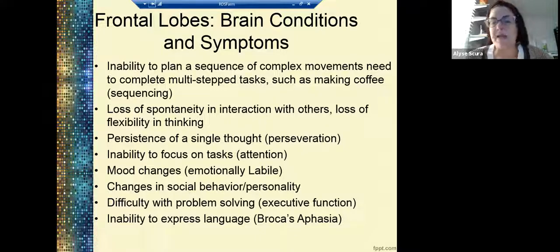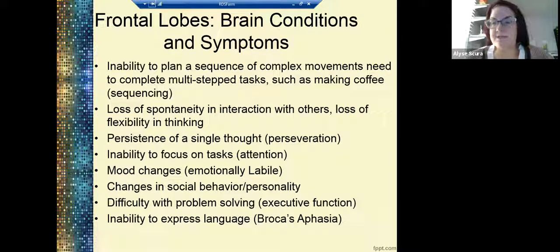There can be a loss of spontaneity in interaction with others, the loss of flexibility in thinking. A lot of this is what we see in some of the social deficits in regards to the people we work with. Perseveration also lives in the frontal lobe. We see that quite a bit with our individuals with autism, that persistence of a single thought, kind of everything surrounds that one topic. There are definitely ways that you can work through perseveration. Obviously, we all know that, but it does live in the frontal lobe.